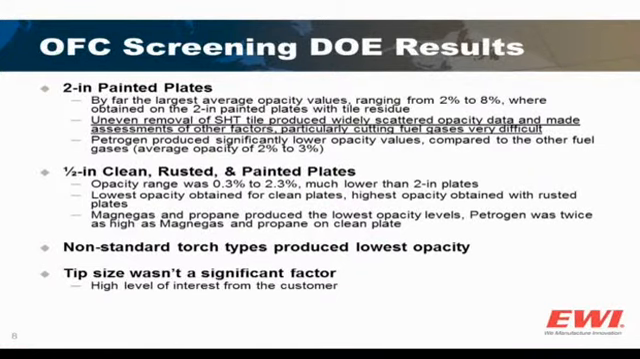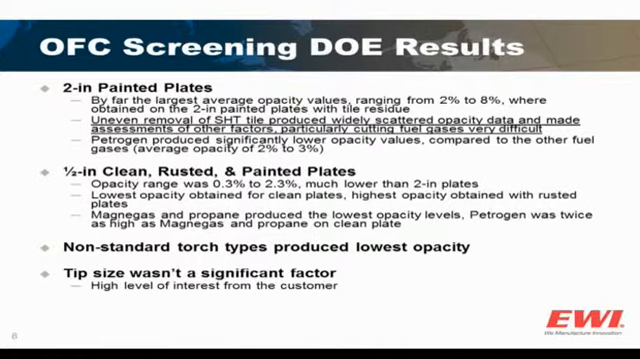So the significant factors: the non-standard torch types produced the lowest opacity. Because it was a screening DOE, we had to run about 4 extra trials to figure out which non-standard torch type produced the lowest opacity. And propane and methane gas were identified as having equally low opacity levels. Even with the 4 extra trials, we couldn't distinguish from the data which one was better. So we carried both of them into the next phase.